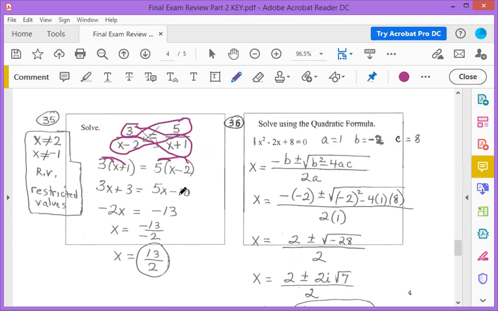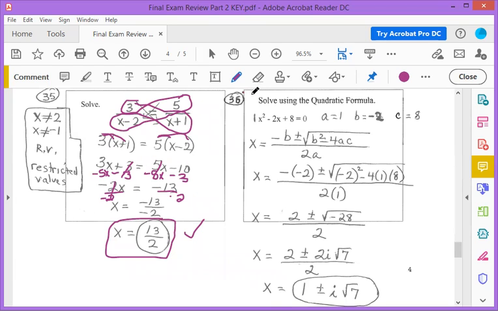We want to combine like terms. So we subtract 3 from both sides of the equation, and we subtract 5x from both sides. When we do that, we'll get 3x minus 5x gives us negative 2x equals negative 10 minus 3 gives us negative 13. We divide both sides by negative 2. So x equals negative 13 divided by negative 2. But remember, negative divided by negative gives us positive 13 halves. And that's our answer.